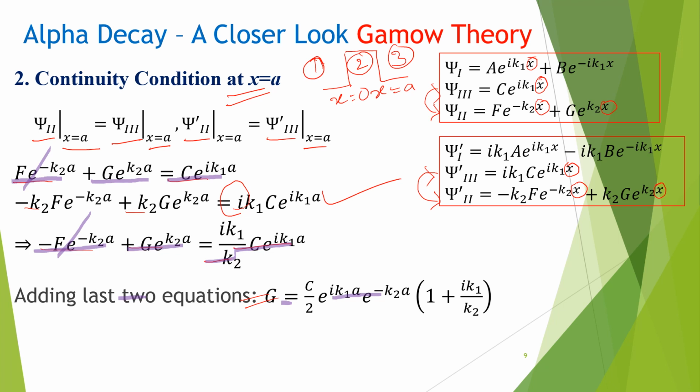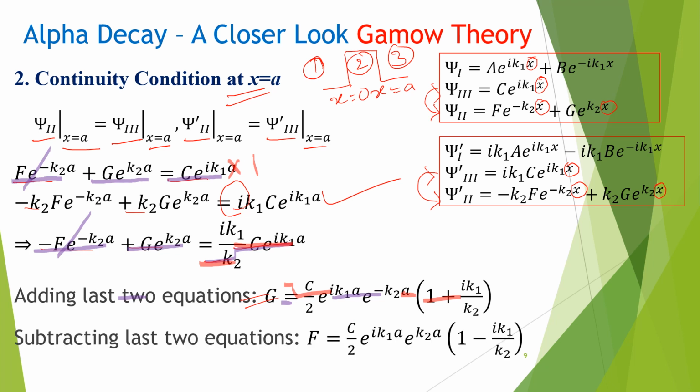What is that rest part? The rest part is c, we are retaining, into e to the power i k1a, and here we have a common part. This 1 is from here, and i k1 upon k2 is from here. So this makes the expression for g by adding the last two equations. Now subtracting the two equations.